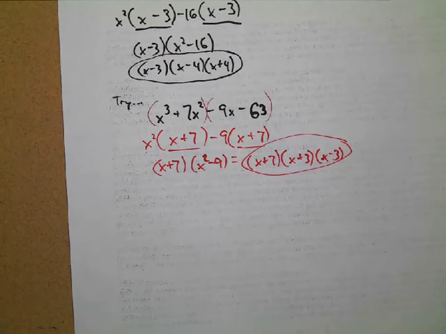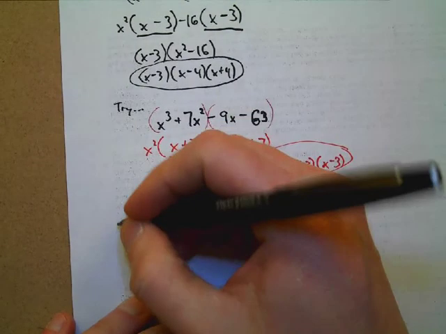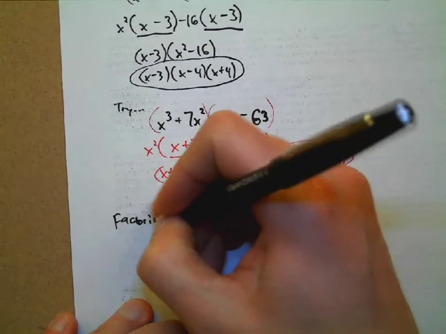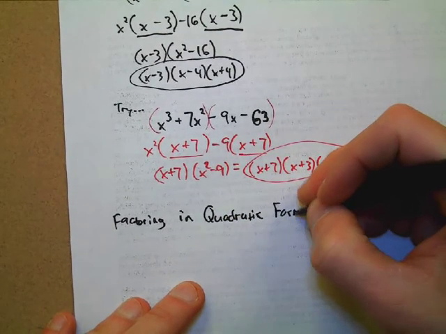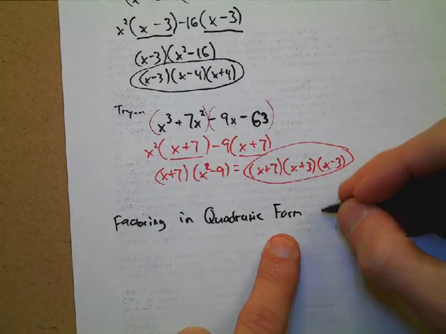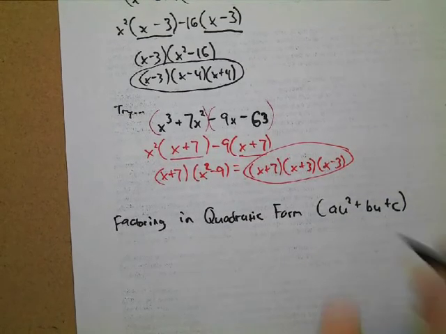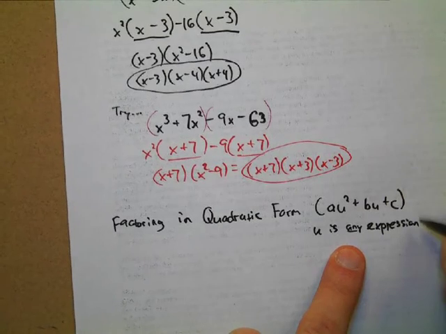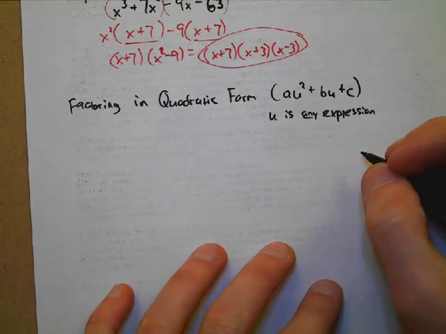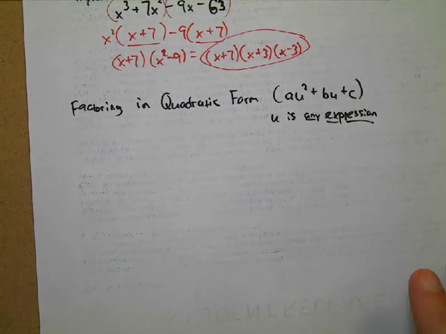But here we go. The last kind of situation that we need to be prepared for is like number 3 from the warm-up. So factoring in quadratic form, in other words, a u squared plus b u plus c, where u is any expression.